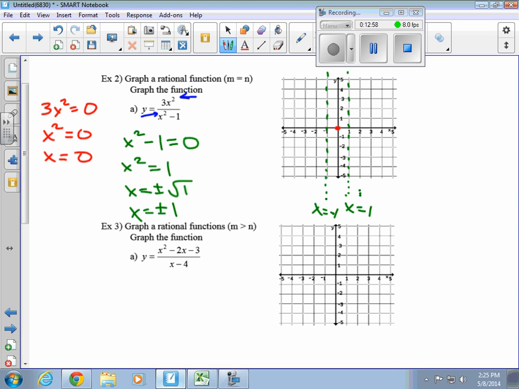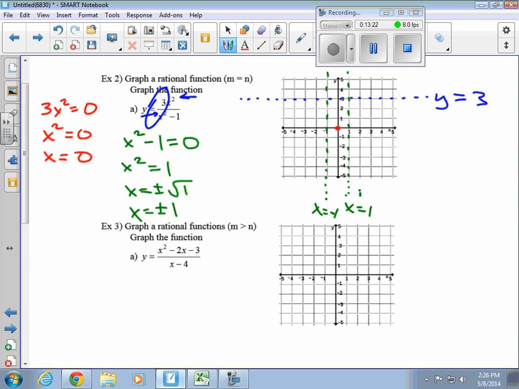What do I have to do? Divide these two coefficients, right? So what is it? 3, right? 3 divided by 1 is 3. So it has a horizontal asymptote at y equals 3. Okay, so now we have all of our asymptotes on there, and now what are we going to do?